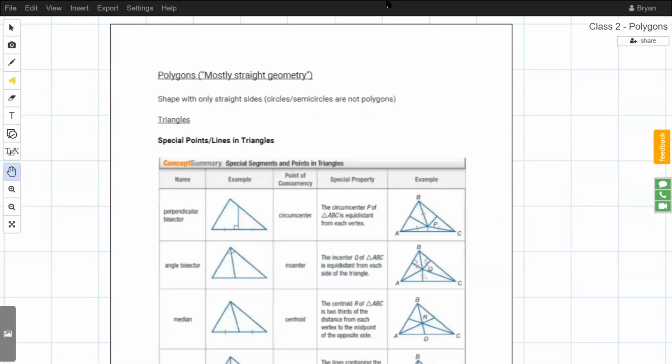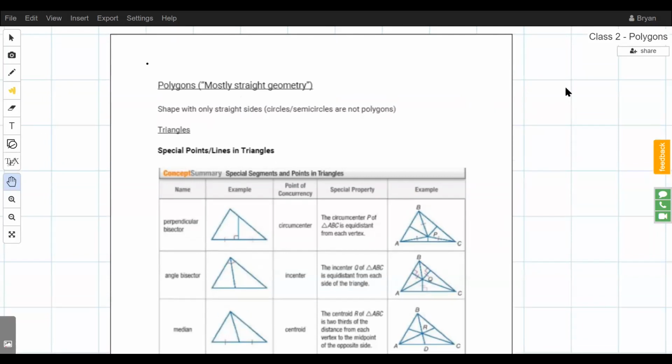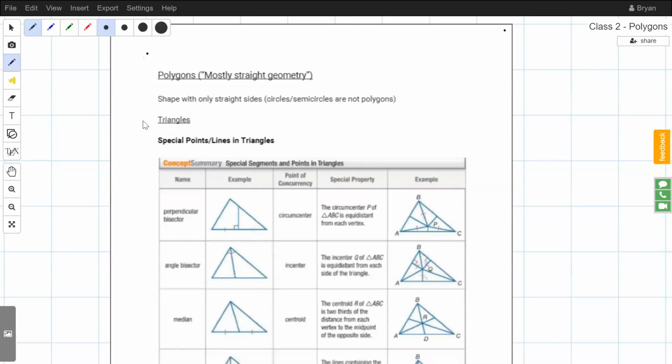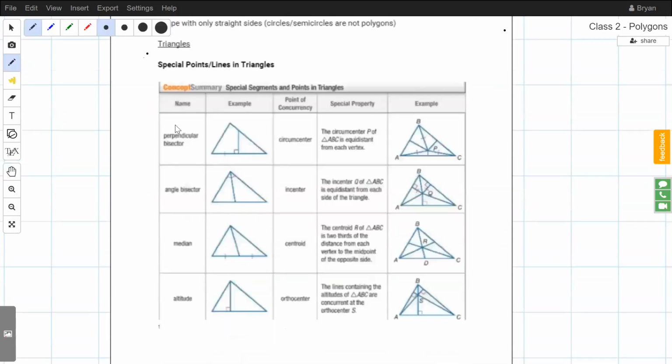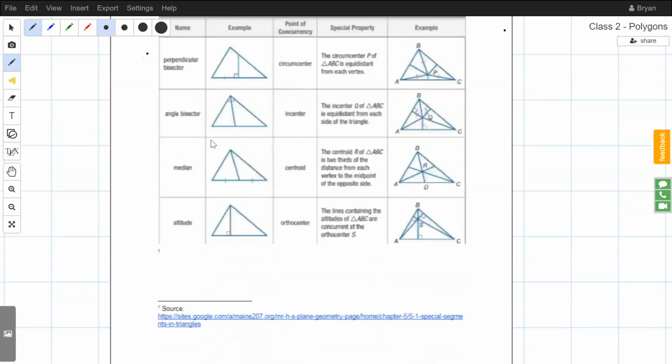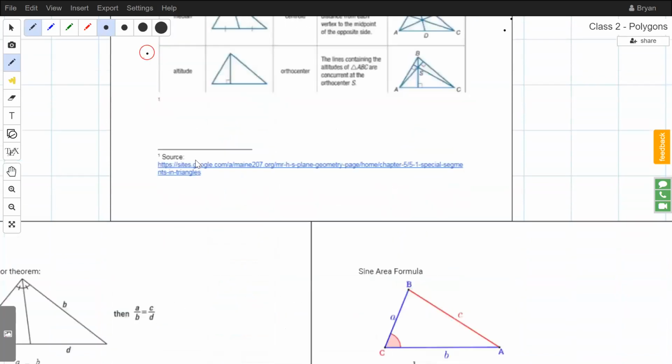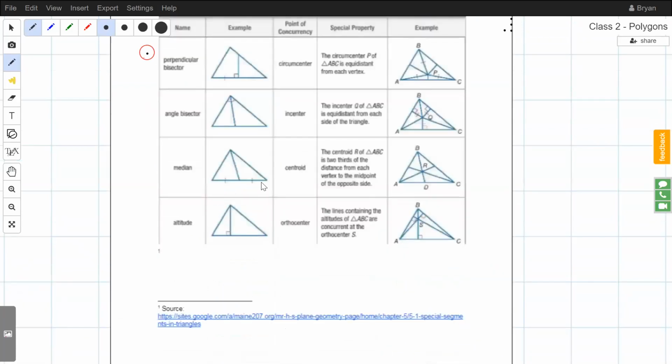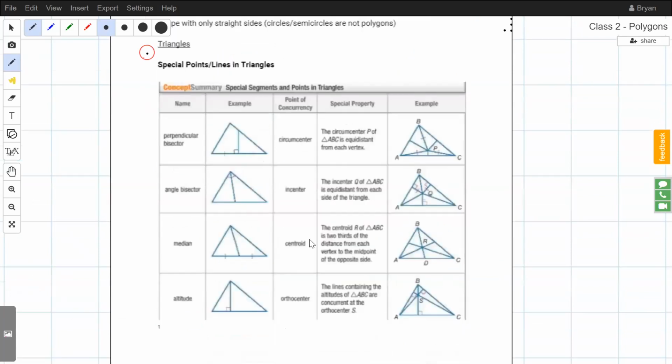Today we're going to be doing polygons, which is just my term for straight geometry, as in geometry that's not focused solely on circles. A polygon is a shape with only straight edges, and circles and semicircles, or any kind of shape with a curved edge, are not polygons. So we'll start with triangles. They are the most basic polygon. And here is a chart of special points and lines of the triangle. This is not mine, this is from the source. But I would like to detail a little bit about these.